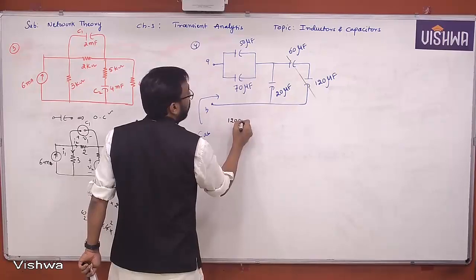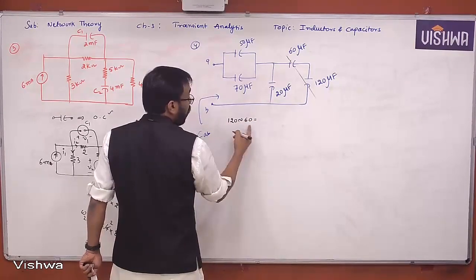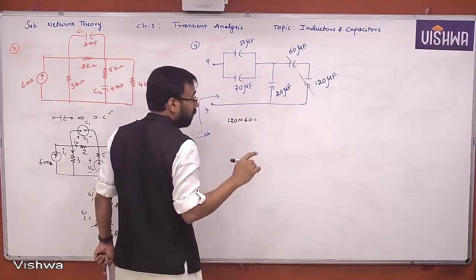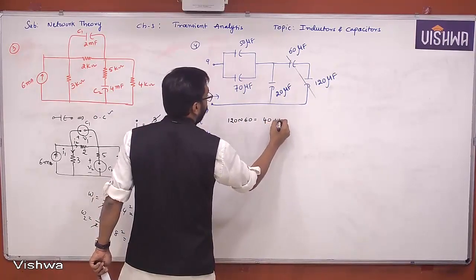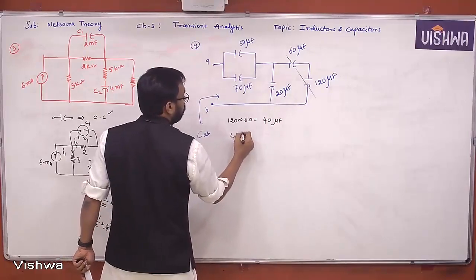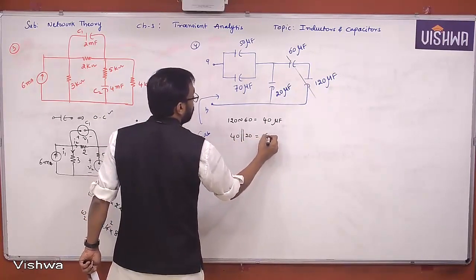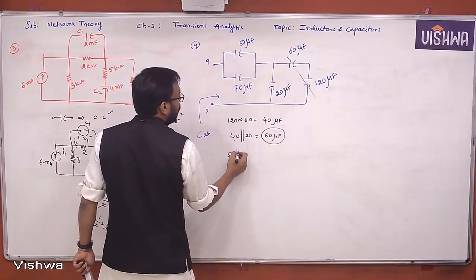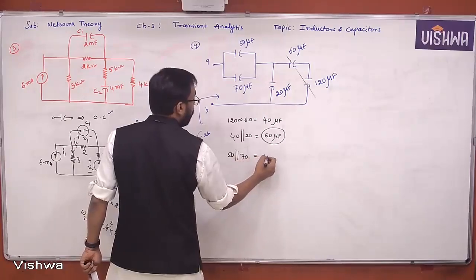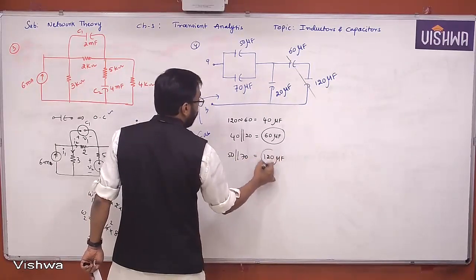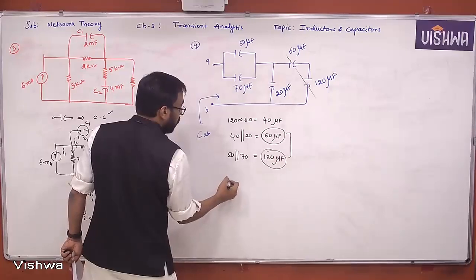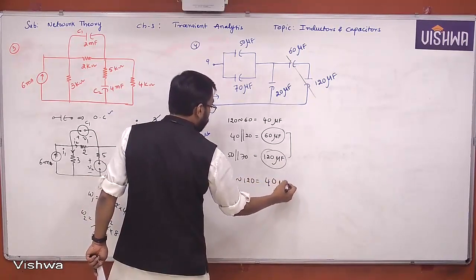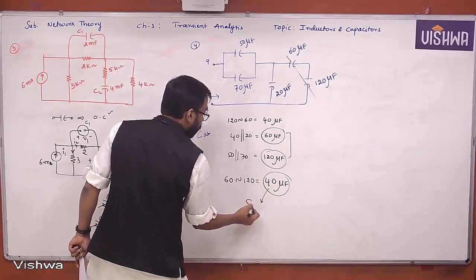120 series 60, nothing but what? 120 into 60 by, I think all of you remember the capacitors in series formula, C1 C2 by C1 plus C2. This is definitely 40 microfarad. And that 40 is parallel to 20. This will become 60 microfarad. So just keep it aside for a moment. And 50 parallel 70 will give you 120 microfarad. Okay, and now these two, 60 is in series with 120, nothing but 40 microfarad. So this is nothing but your C equivalent or CAB.